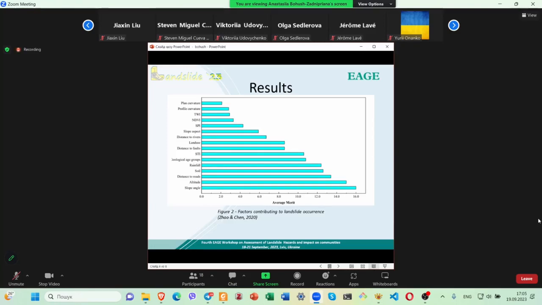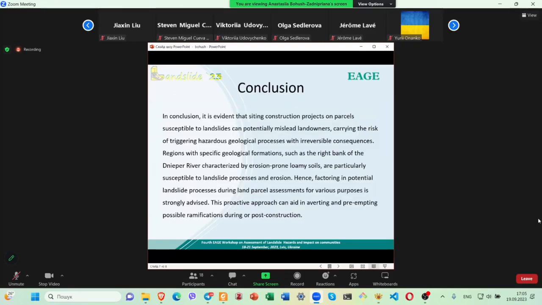These measures, when properly implemented, can contribute to mitigating the risk of erosion and landslides, increasing the safety and stability of the land parcel for its intended use or sale. In conclusion, it's evident that selling construction projects or parcels susceptible to landslides can potentially harm landowners, carrying the risk of triggering hazardous geological processes with irreversible consequences.